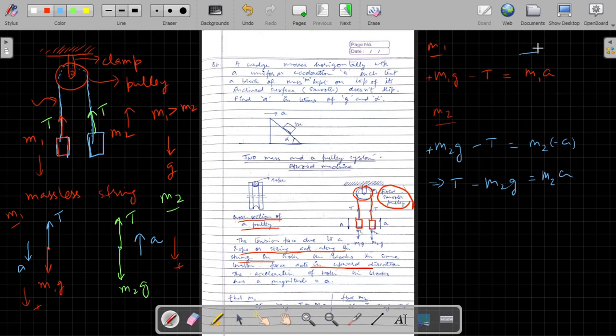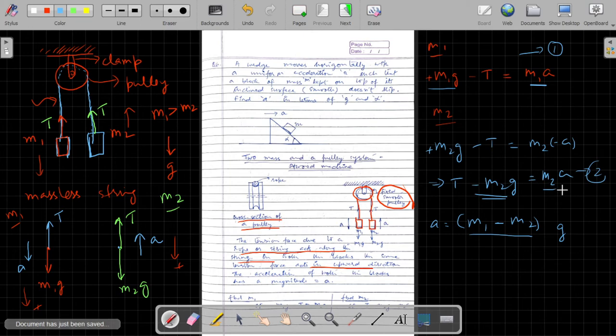Solving equation number 1 and 2, if we add these two equations, the tension would cancel out and we'll get the acceleration of the whole system. So the acceleration of the blocks would be m1 minus m2. Here m1 has a positive sign and m2 has a negative sign. With g common, it would be g divided by m1 plus m2. So this gives us the acceleration of both the blocks.